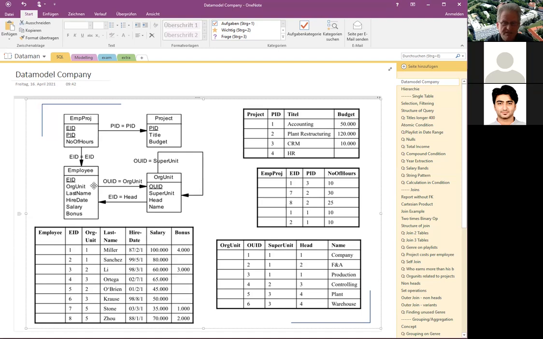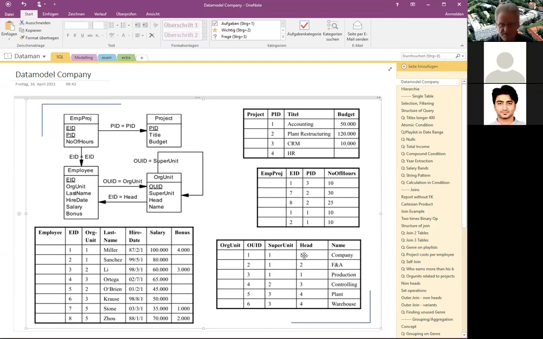So now, are there any questions with respect to that connection, that relationship? Then let's tackle the head relationship. That also is a foreign key, but now it's pointing back to the employee table.